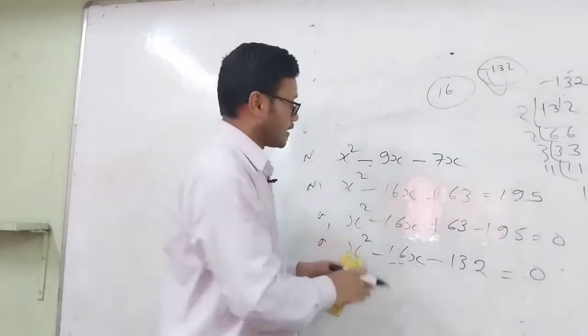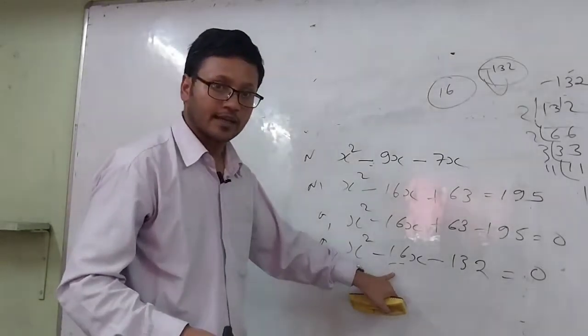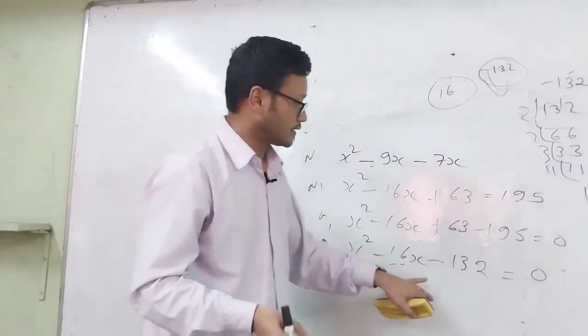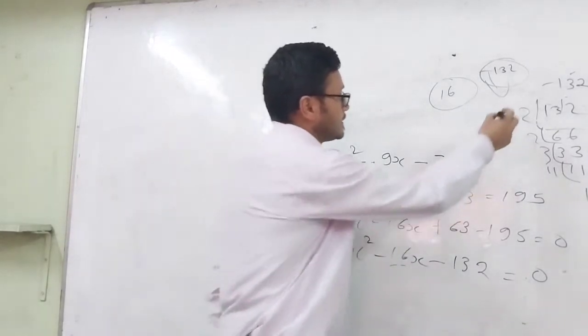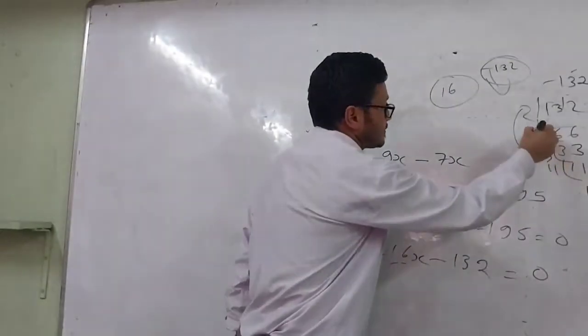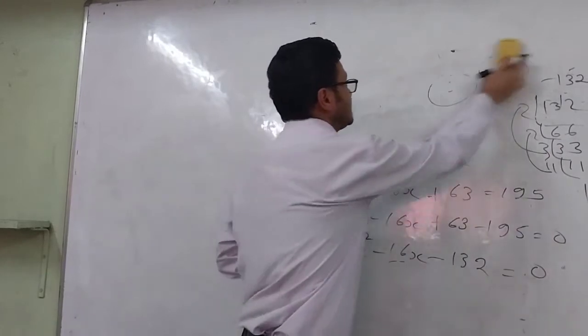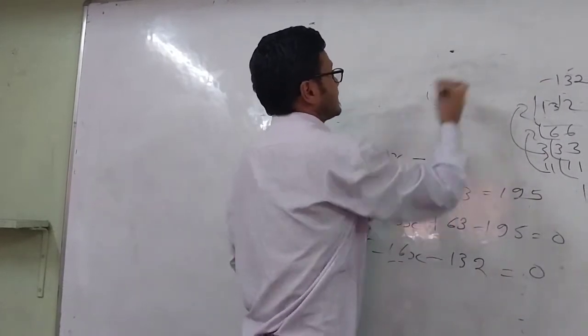Now, how will we get this 16? By subtracting. And how will we get the two numbers? When we multiply, it will be 132. 2 3s are 6, 2 11s are 22. That means 22 and 6.